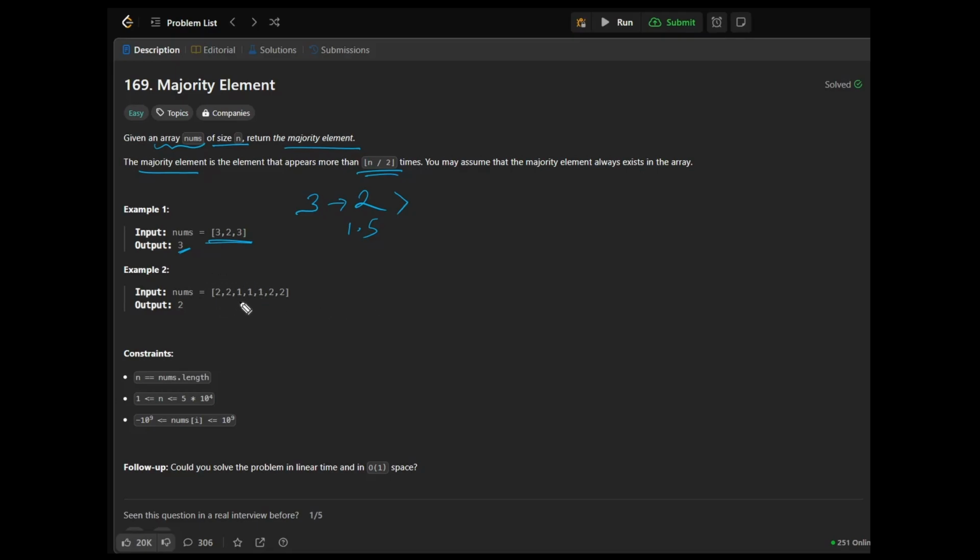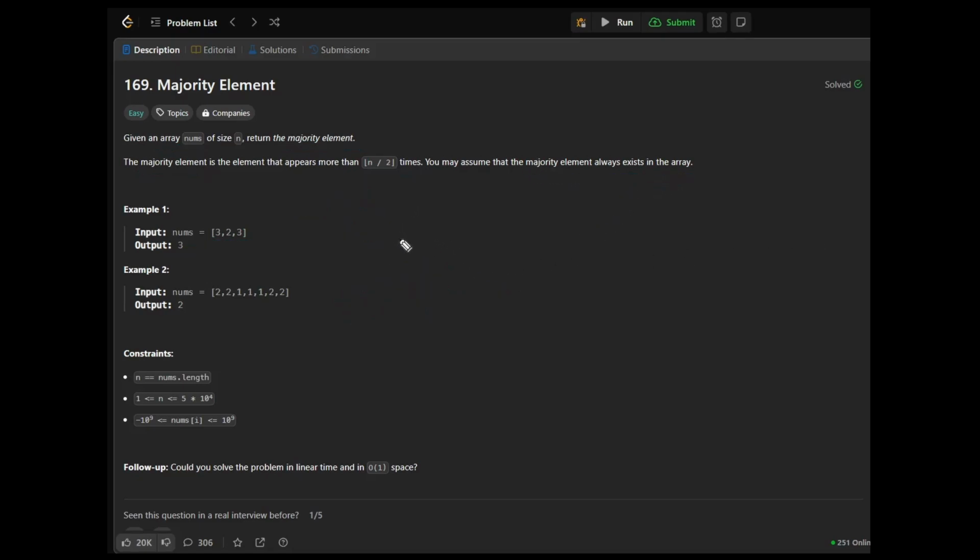Let's take this example. Over here, 2 repeats 4 times, 1 repeats 3 times. The half of the length of this array is 3.5. So 2 would be considered majority element because 4 is larger than 3.5. We are also given in the question that the majority element always exists.